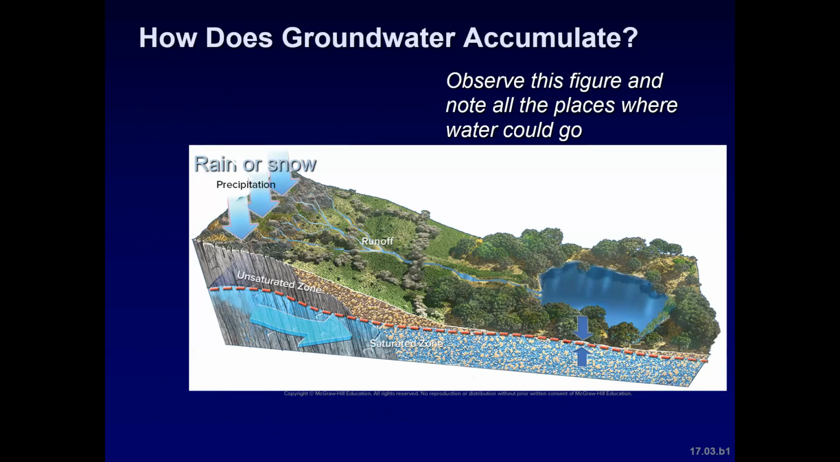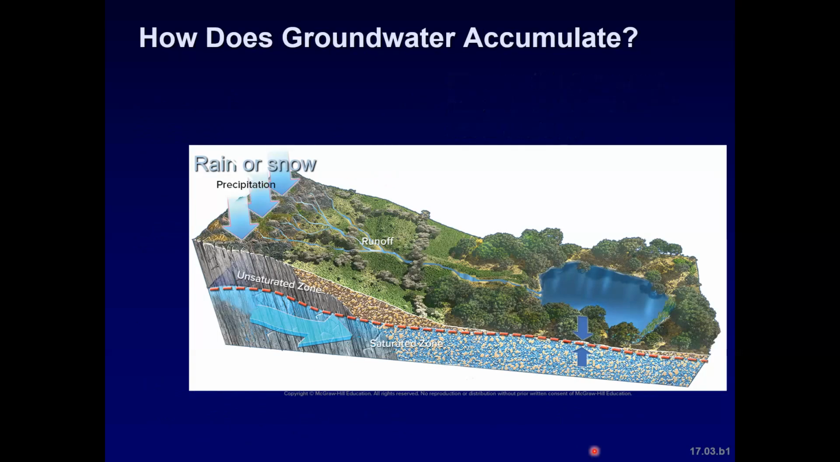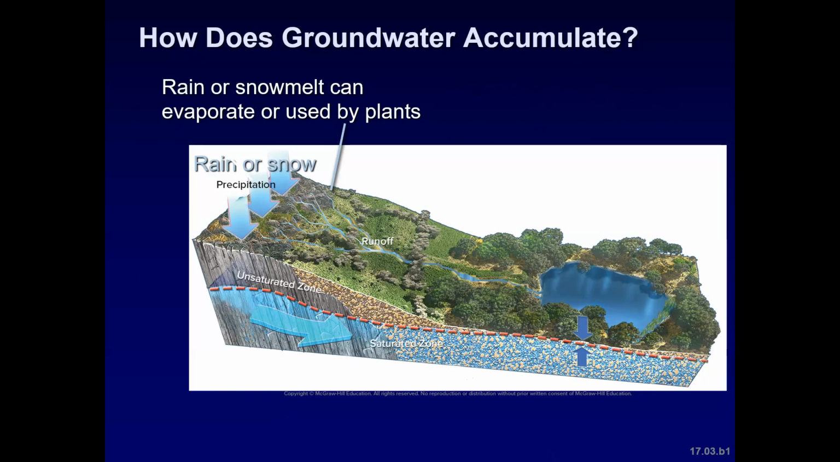So how does groundwater accumulate? We can look at all the places where water could go in this figure. Now, rain or snow can evaporate or be captured by plants. Water can flow down the surface as runoff. Water can then accumulate on the surface of the landscape in wetlands and lakes.